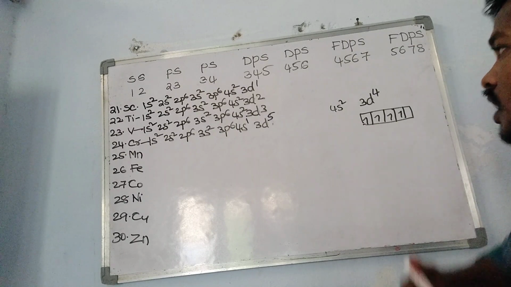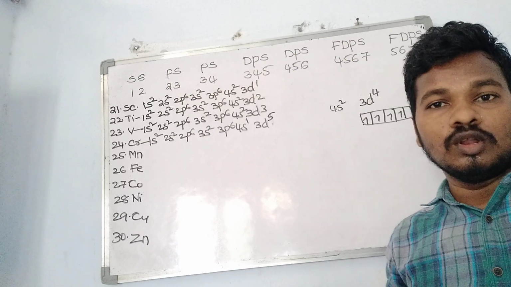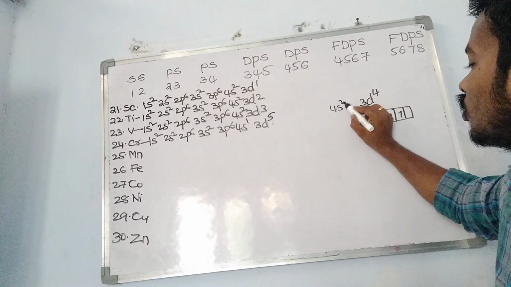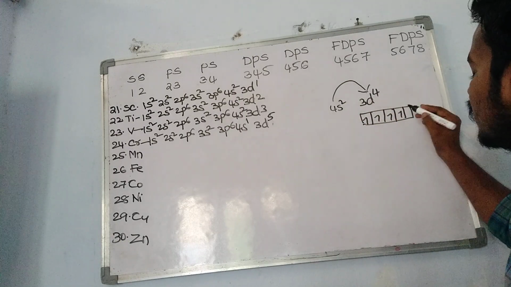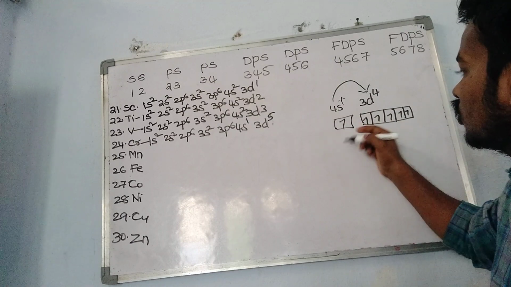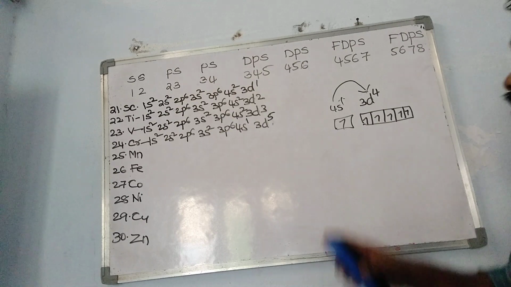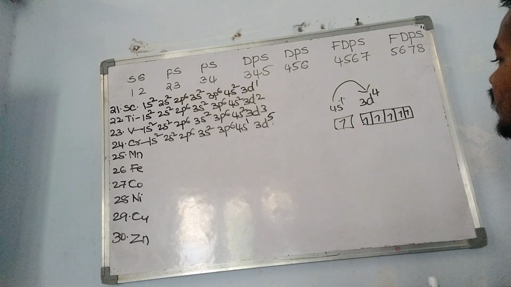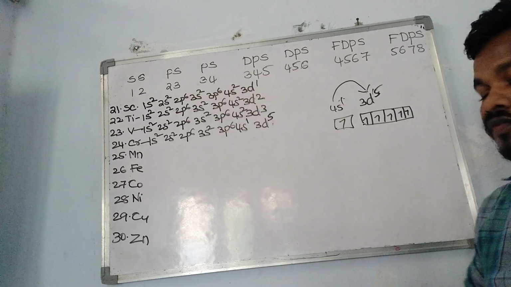Not only for d electrons, anything that is half filled or full filled is stable. So to make it stable, one electron shifts from 4s to d, so now it becomes 4s1. Here 4s1 is also half filled. Half filled and full filled are stable, so we write it as 4s1 and 3d5. This is applicable for full filled and half filled.